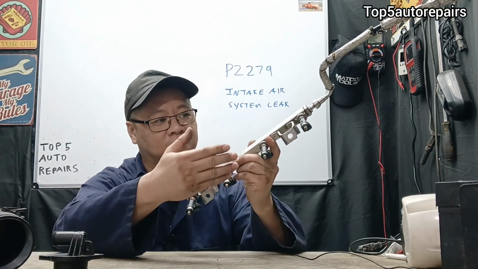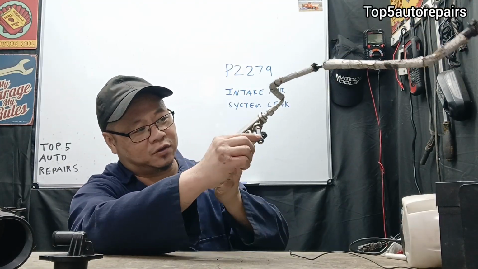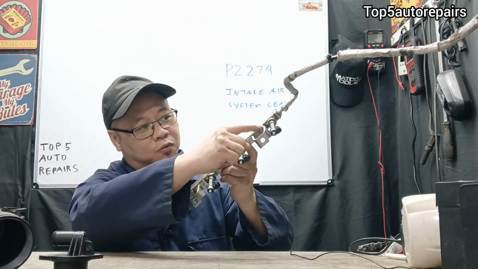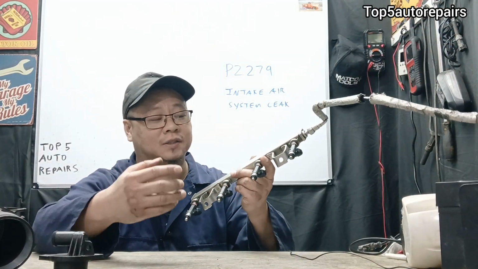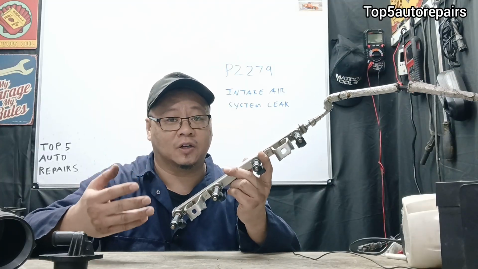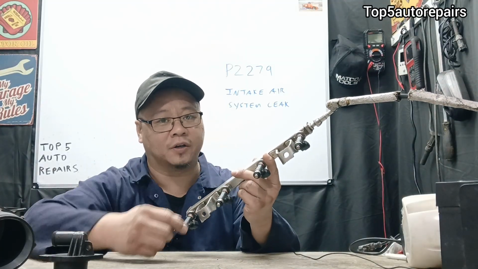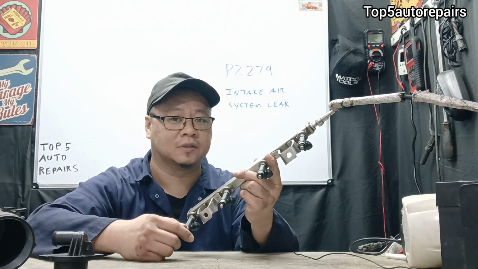Next, check the fuel injector. On the fuel injector, there's going to be O-rings on it. When that O-ring is worn out or it is cracked, it can actually cause a vacuum leak. So make sure to replace the O-rings on the fuel injectors.